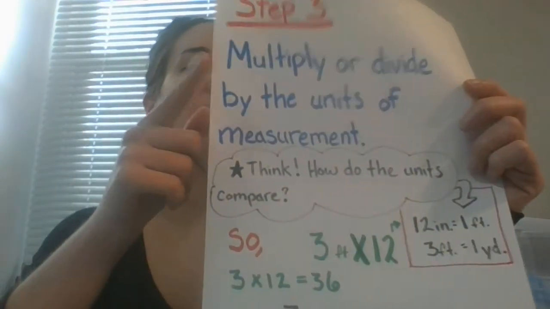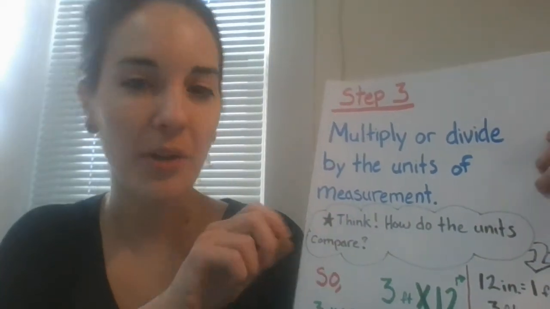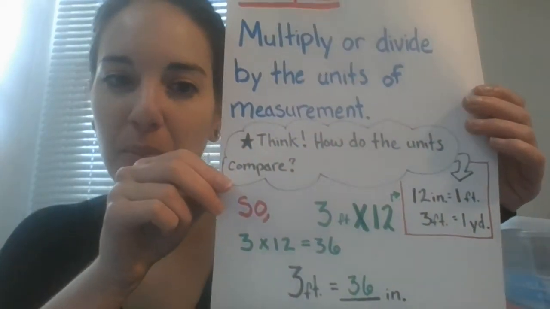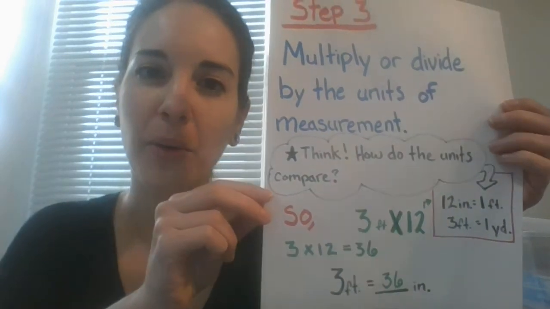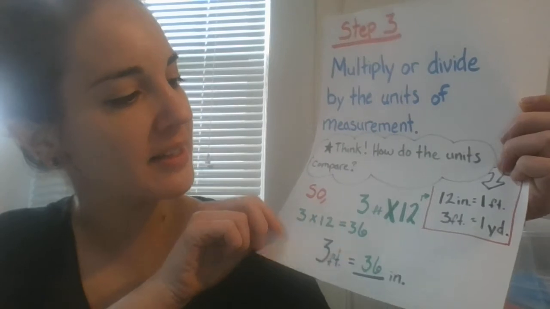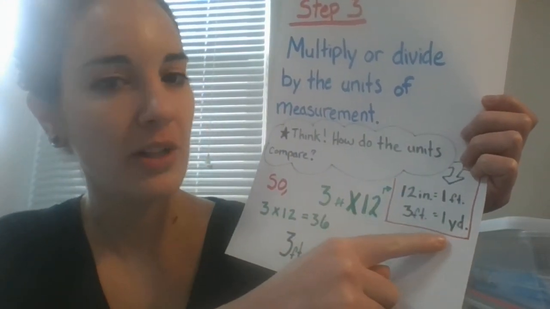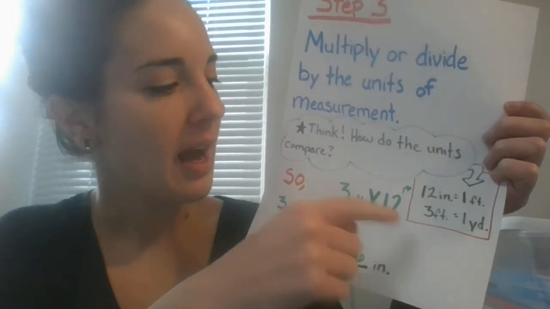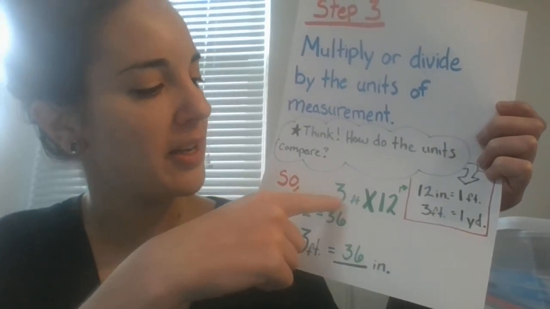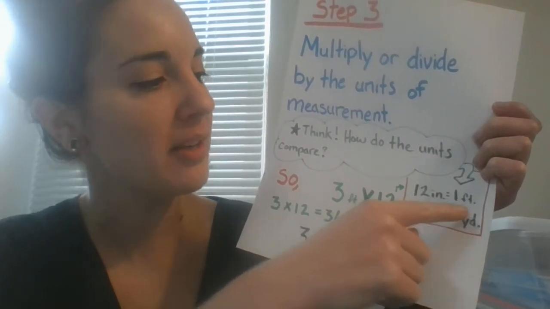Step 3 is we're going to multiply or divide the units of measurement. So we're going to think, how do our units compare? This is a really important part because we need to multiply or divide by the units in the way that they compare. Because I know that there's 12 inches in 1 foot and 3 feet in 1 yard, it's just something to remember. I'm going to go ahead and multiply my 3 feet times 12 because that's the unit for my inches.